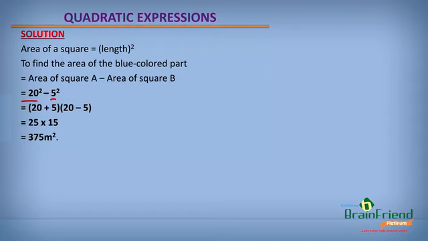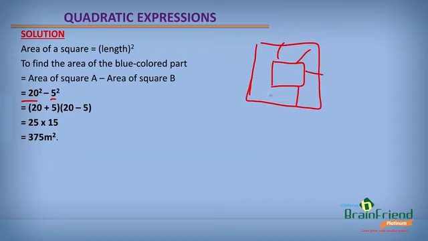Now to find the area of that part that was colored blue, that is this part here, we have to subtract the area of the whole from the area of the main square. So we have 20 square minus 5 square. That will give us the area of the remaining part that was colored blue.